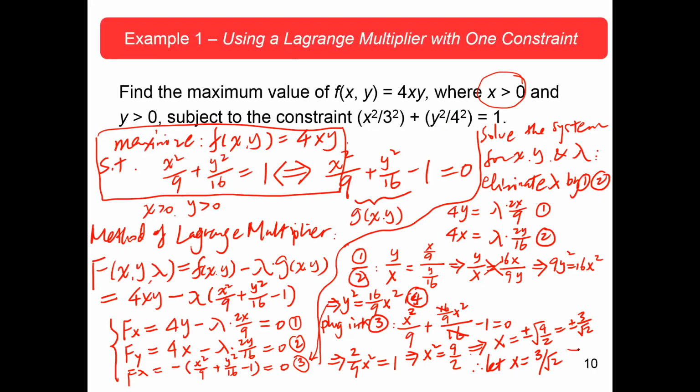Plug x back into the relation between x and y. Remember, y squared equals 16 over 9 times x squared, right? X squared is 9 over 2, so the 9s reduce, and 16 over 2 would be 8. So y squared would be 8, which means y would be root of 8, which is 2 root 2 in the first quadrant.